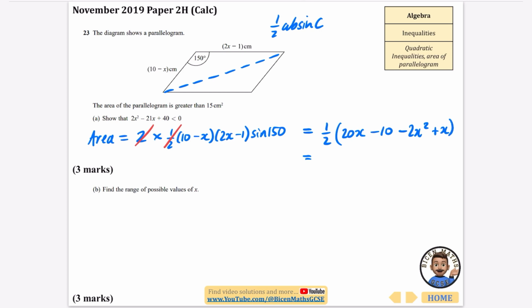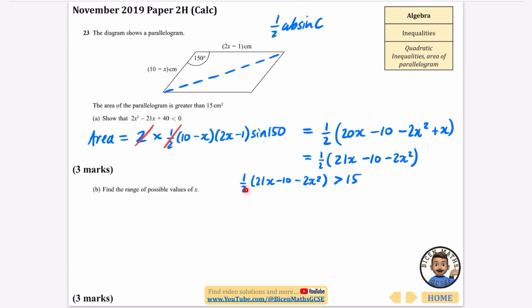So let's keep going with this. Let's simplify what we've got inside the brackets. We have a half, brackets, 20x plus x, that's 21x, and then minus 10 minus 2x squared. It says that the area of this parallelogram is greater than 15 centimeters squared. So I'm now going to say that a half, 21x minus 10 minus 2x squared, is greater than 15.